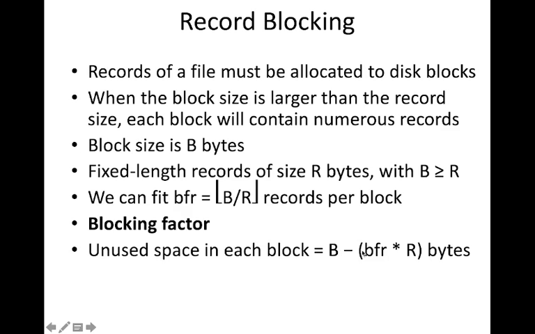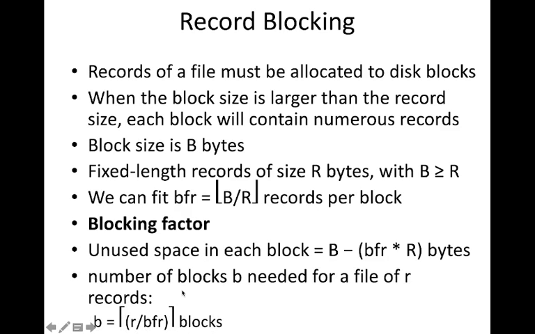We can calculate that 12 bytes using this formula: B minus BFR into R. That is simple. In the previous case, BFR was 10, R is 50, so 10 into 50 is 500. B is 512, so 512 minus 500, we get 12 bytes. So 12 bytes will be unused.